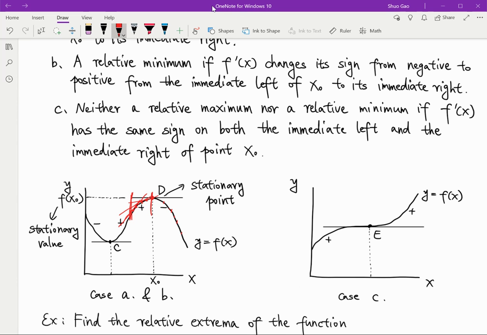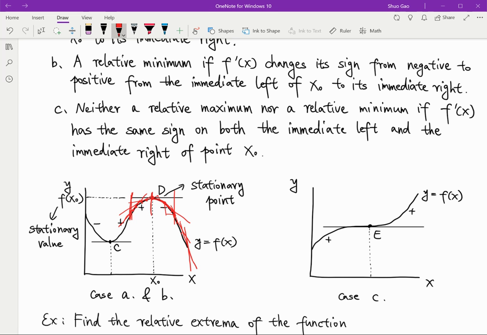So the average rate of change, or the instantaneous rate of change, for the function f from here to here, for example, is negative, right? So the derivative in this interval is negative, and also the slope of the function is negative. If we draw the tangent line here, it should be downward sloping, right? It's a negative number.